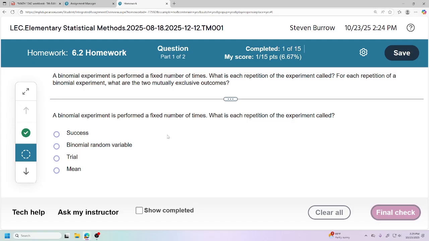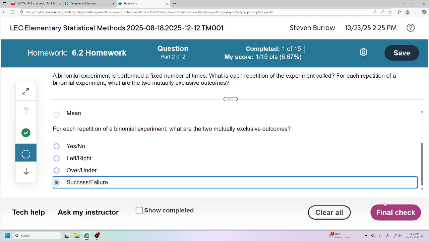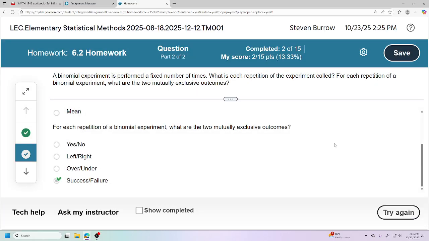See how they're asking what success is and all that stuff? So binomial experiment is done this way. Binomial experiment performed a fixed number of times. Each repetition is called a what? I don't know. Trial? Okay. So in binomial land, wouldn't you have left, right? Yes, no? Over, under? Cheese? No cheese? That makes all sense. But what is the book saying? What is the homework wanting? It wants success, failure. See how I was talking about that? I mentioned that, didn't I? I did the homework.